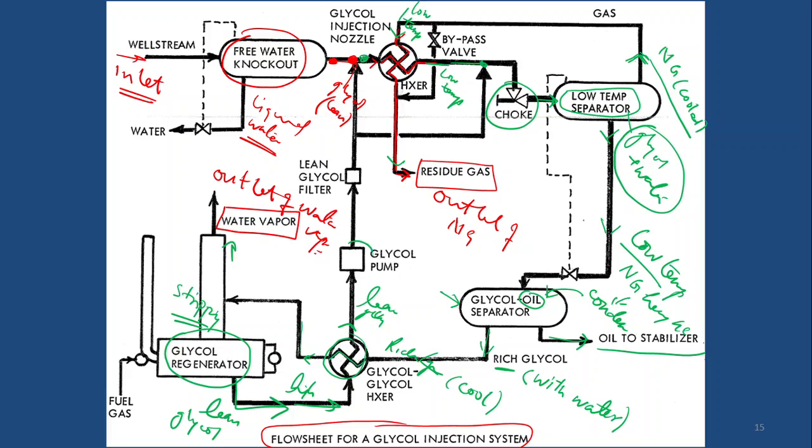This lean glycol is pumped, and there are some filters also available to remove any particles that are possible due to the regenerator. Sometimes some makeup glycol is also added, and then it is sent into the different sections for injection into the natural gas. So this is all about the flow sheet of the glycol injection system, which portion is the natural gas cycle and which portion is the glycol cycle, explained here.